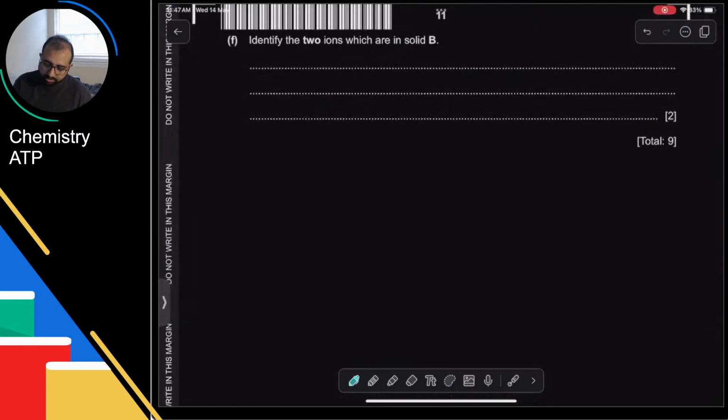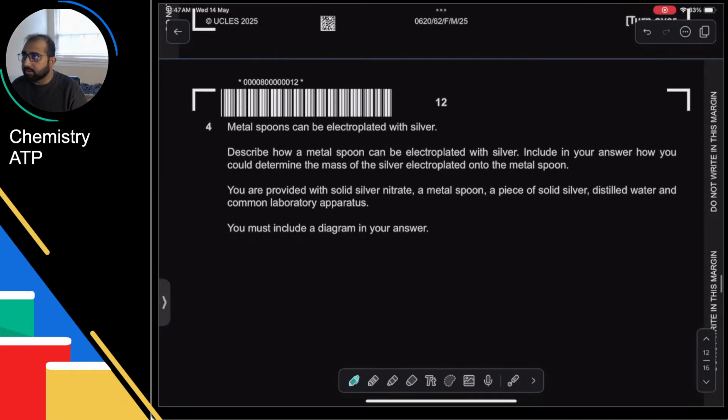Identify the two ions which are in solid B. So there's lithium ion because of the flame test and sulfate ion because of the barium precipitate. Okay, and that's it. We're done with this part. Any questions? Let me see.